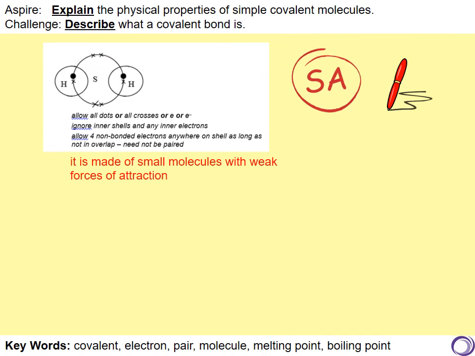So taking our red pens, then you can see that for the dot and cross diagram, you should have had one shared pair of electrons between each of the hydrogen atoms and the sulfur. And the reason that it has a low boiling point is because it is made of small molecules with weak intermolecular forces.